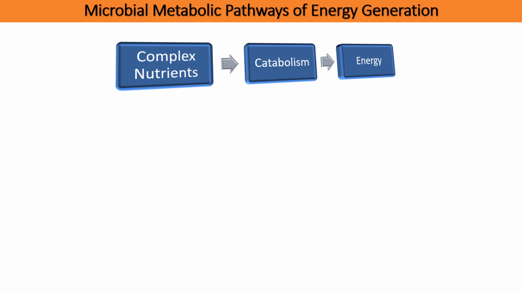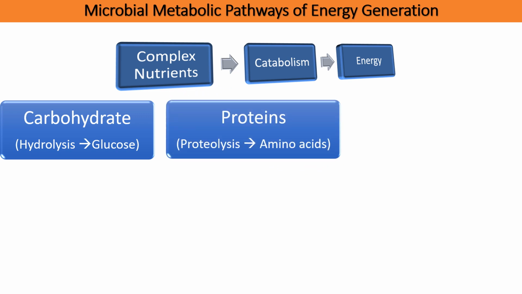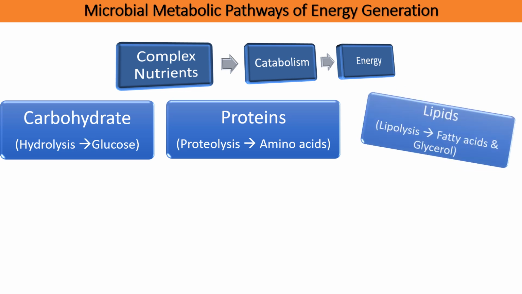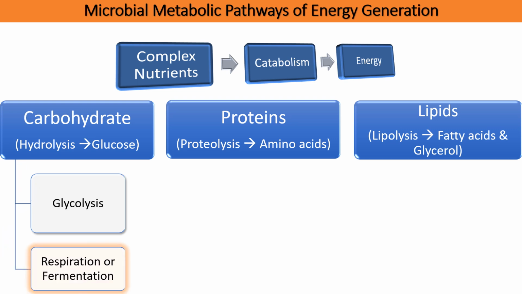These nutrients are of 3 major categories, such as carbohydrates, which are hydrolyzed to glucose, proteins, which through proteolysis are broken down to amino acids, and lipids, which are broken down through the process of lipolysis to fatty acids and glycerol. Now, carbohydrates, after the hydrolysis, the glucose is broken down through the process of glycolysis, respiration, or fermentation to release energy.